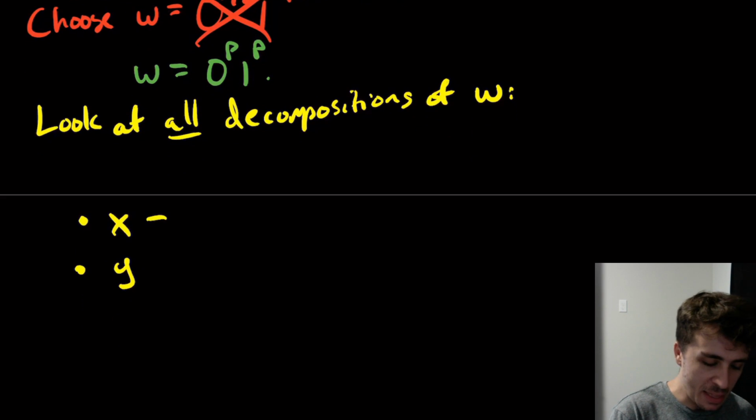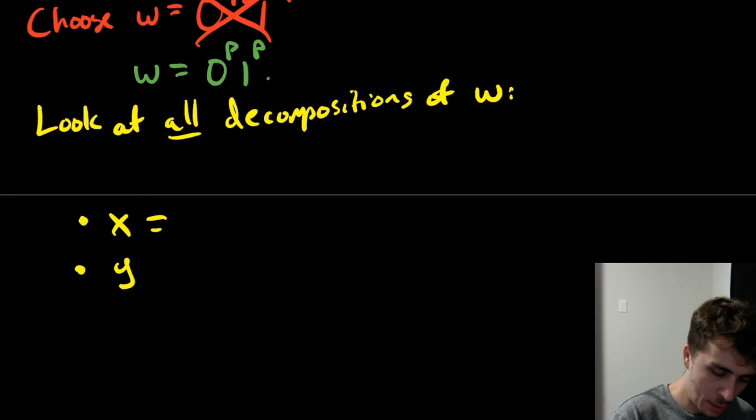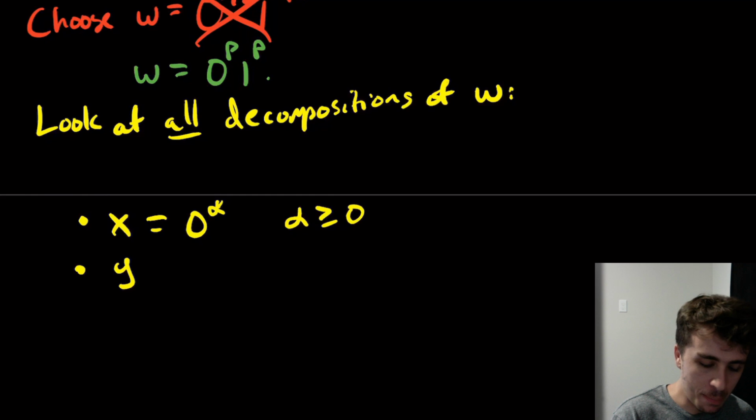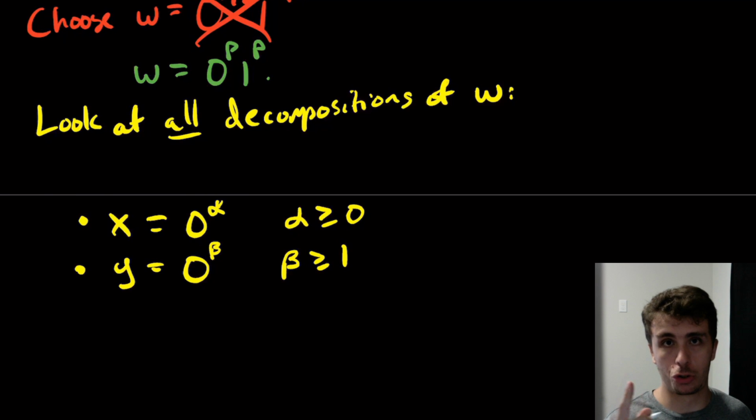The way we write this is that x is some number of zeros. I don't know how many of them, but it's some number of them. And note that x itself could be empty potentially. So the way I write this is 0^alpha, where alpha is just some number at least 0. And what we do with y is 0^beta, that's how I typically write it, where beta in this case is at least 1, crucially, because the length of y is at least 1.